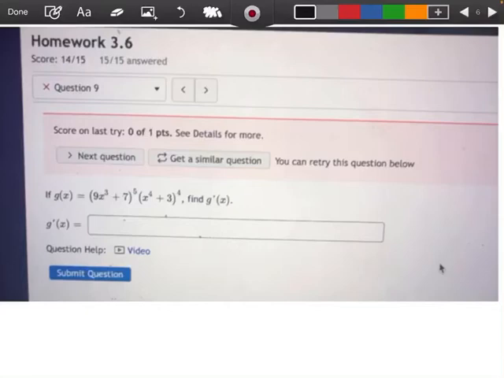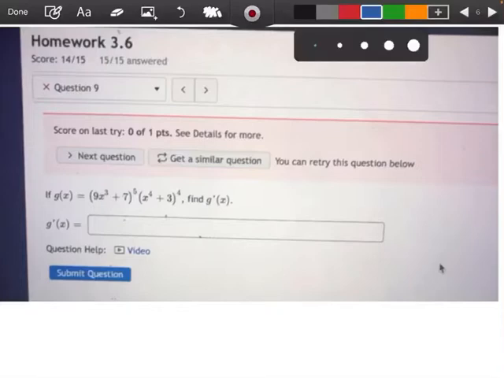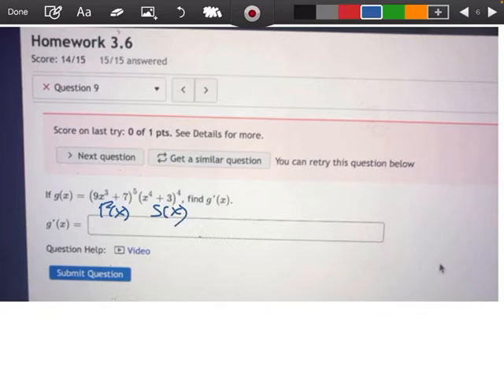Y'all, so this is question number 9 out of 3.6, and we're supposed to find our derivative. Okay, so what I'm going to do is, since I do have a product, I'm going to call this here the first function, f of x. I'm going to call that the second function, s of x, okay?